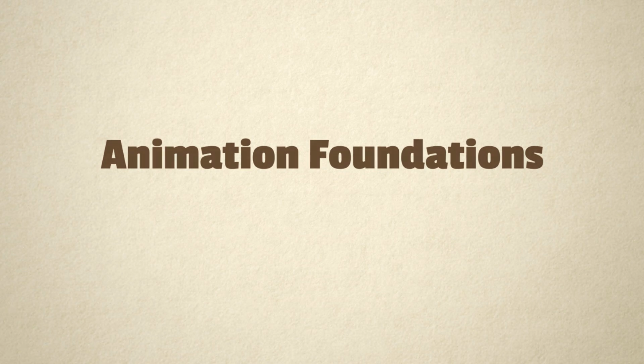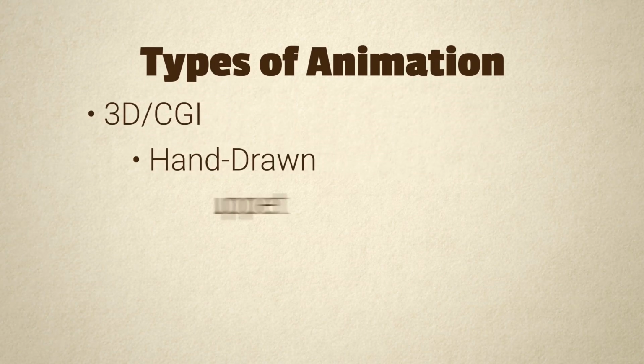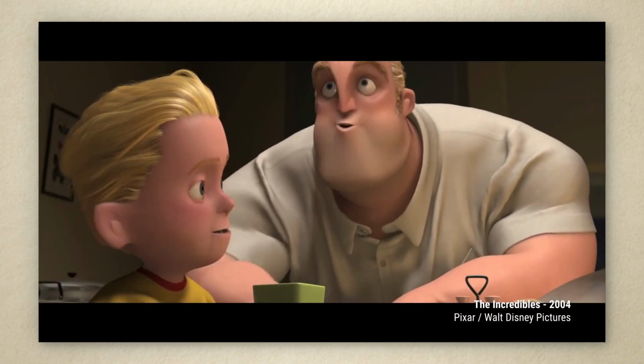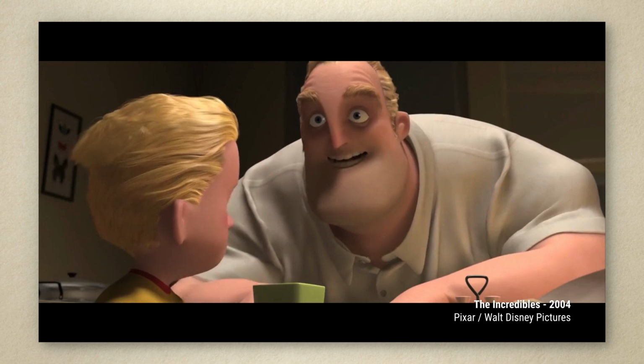So let's get started. There are many different types of animation, some of which you're probably already familiar with. So to start out this course, let's do a quick rundown of the different types of animation and what the differences and similarities are. Let's start with 3D animation, which is also called CGI, which stands for computer-generated imagery.